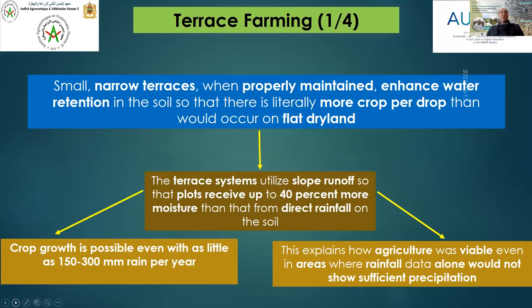Small, narrow terraces, when properly maintained, enhance water retention in the soil so that there is literally more crop per drop than would occur on a flat dryland. The terrace systems utilize slope runoff so that plots receive up to 30% more moisture than from direct rainfall on the soil. Crop growth is possible even with as little as 150 to 300 millimeters of rain per year. This explains how agriculture was viable even in areas where rainfall data alone would not show sufficient precipitation.